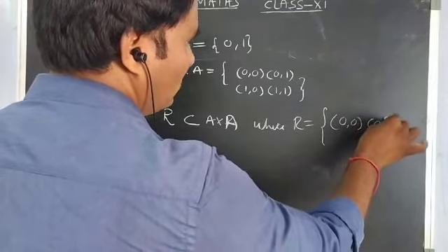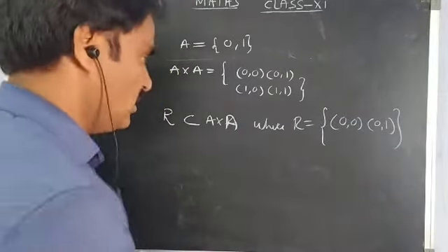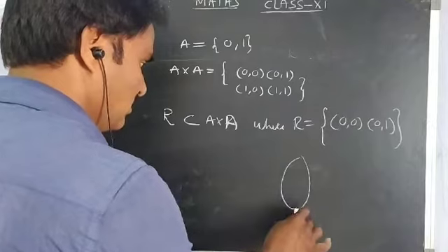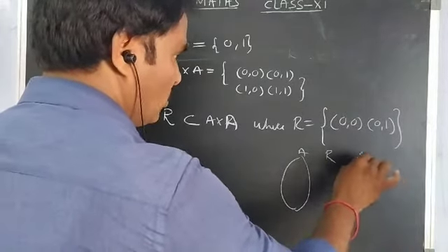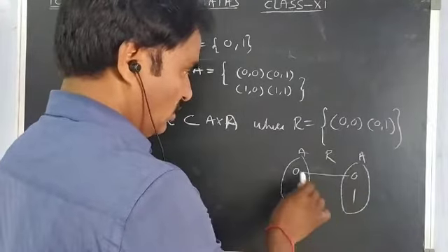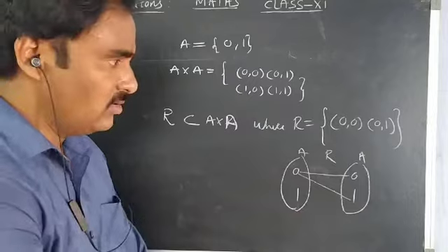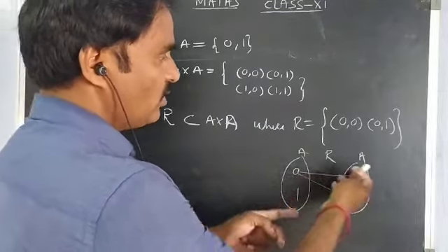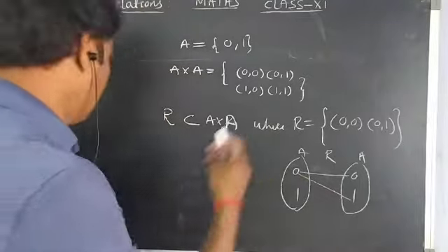Now I am asking, is it a reflexive relation? Is it a relation first of all? Yes. Why? Because this is A, this is also A. Here we have 0, 1, here also we have 0, 1. How is this relation defined? 0 is related with 0, 0 is related with 1. So it is a relation, right? Here only 0 has the relation with 0 and 1. Okay, this is a relation.